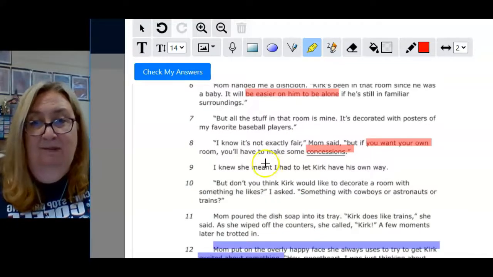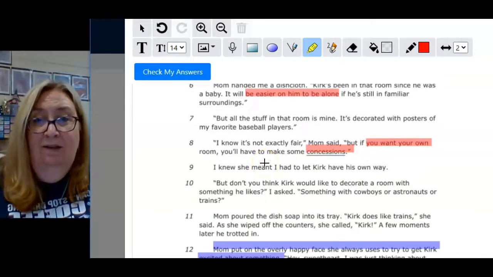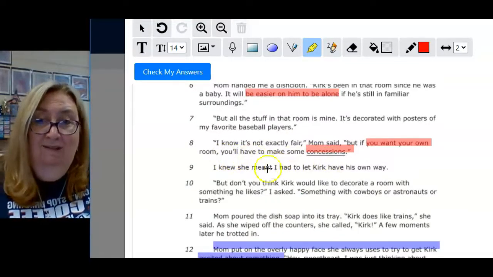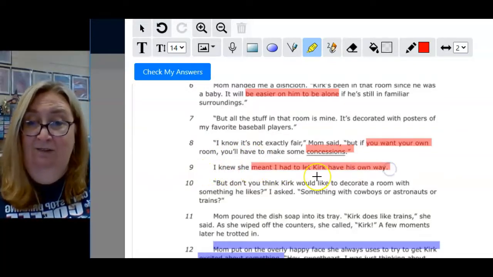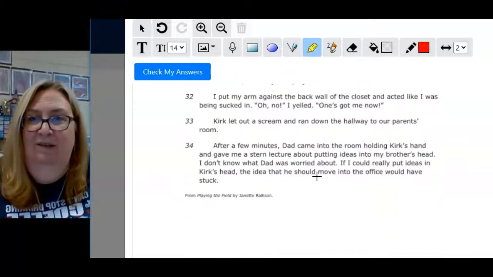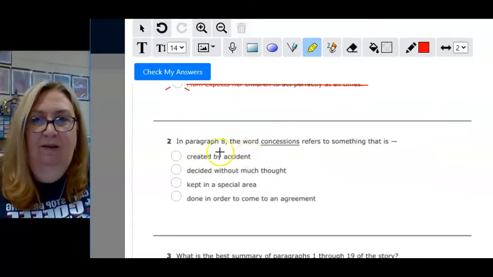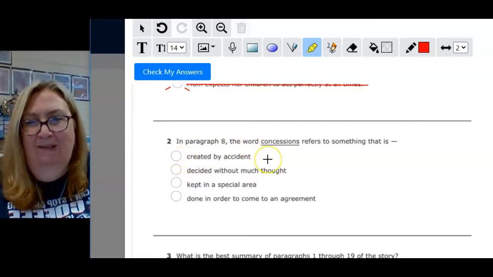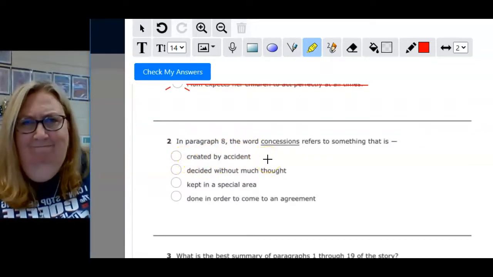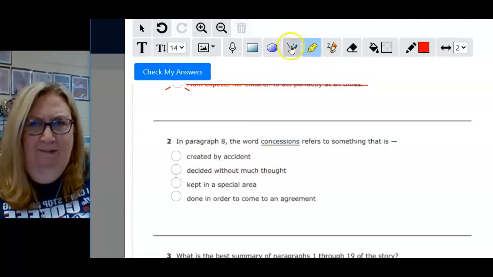She's not telling him he needs to make snow cones and hot dogs. You want your own room, you'll have to make some concessions. I knew she meant I had to let Kirk have his own way. Well, let's go see how that works out. Concessions. In that part of the story, was anything created by accident? No, I'm going to go grab my pen again.